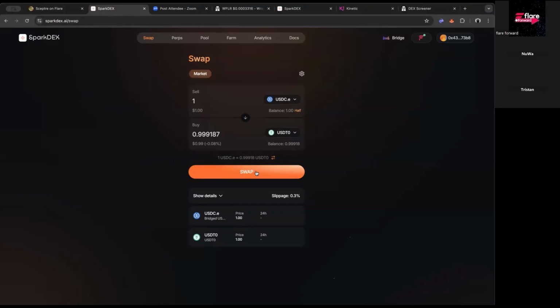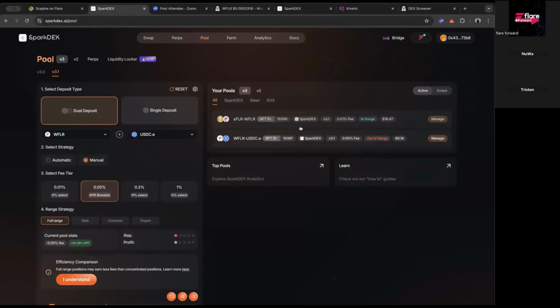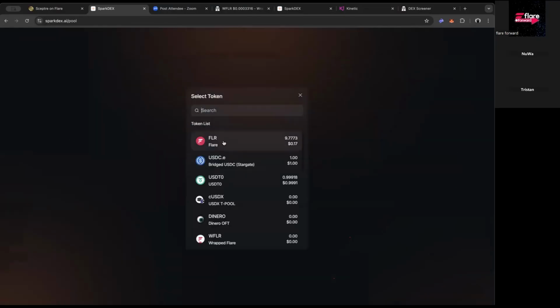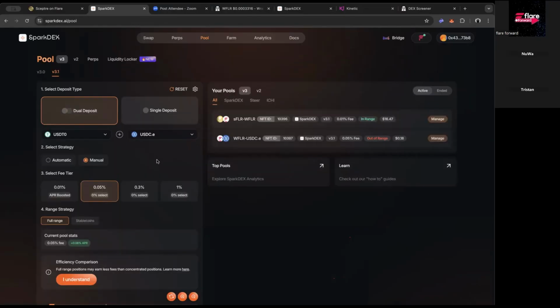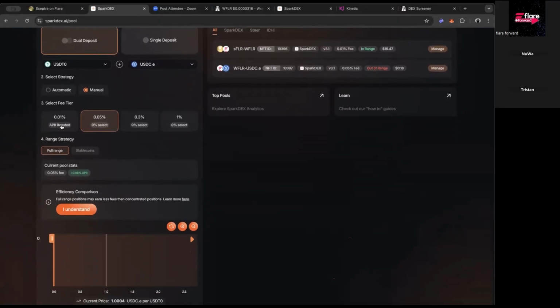Go to pool. Yeah. And then press USDT 0 and USDC, on the left, on the pairs. Right here. USDT 0, USDC 0. Does it matter which one's which? No, it's fine. And then APR-boosted. So it's always APR-boosted, stable coins.